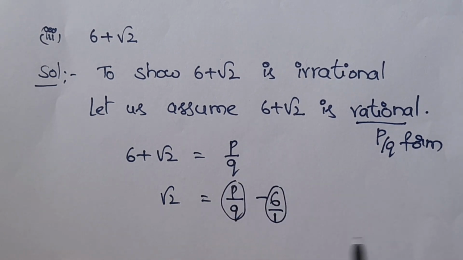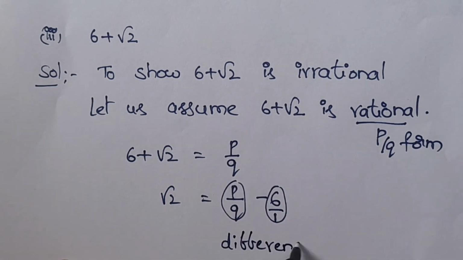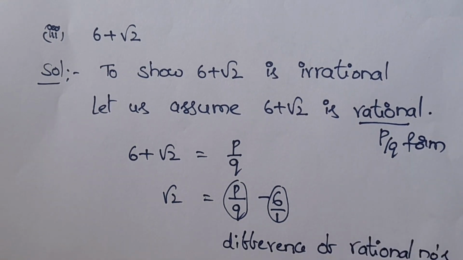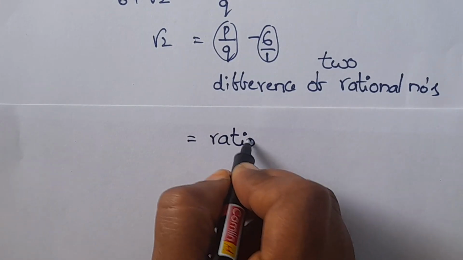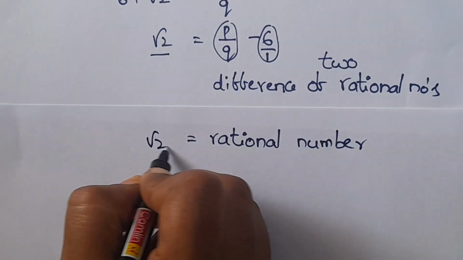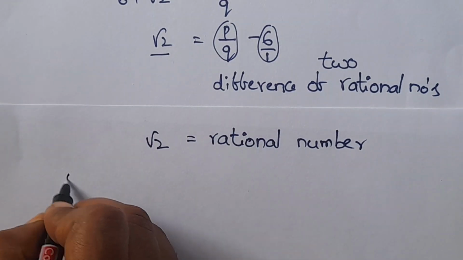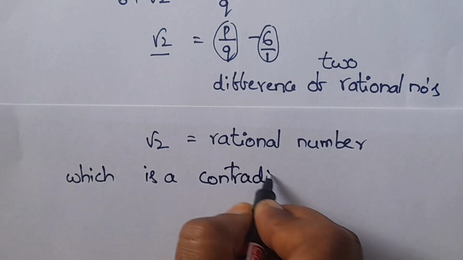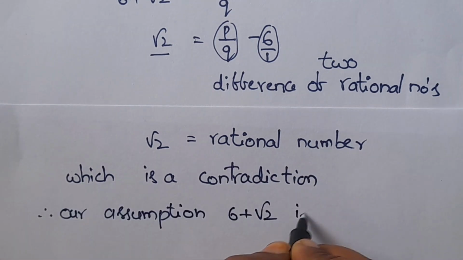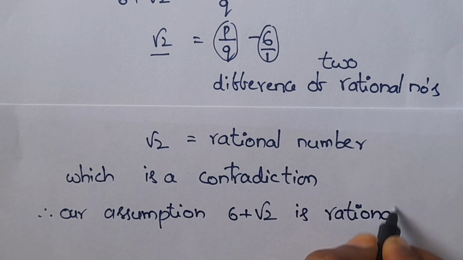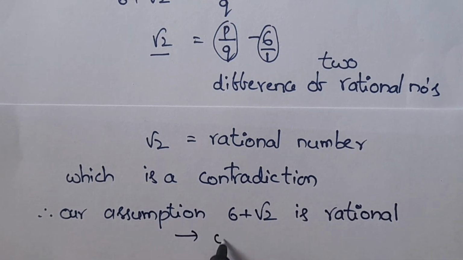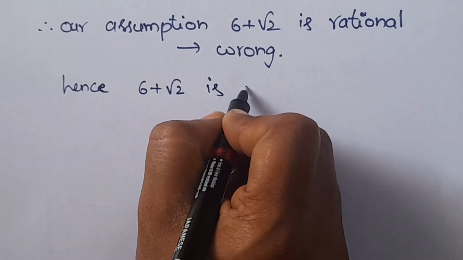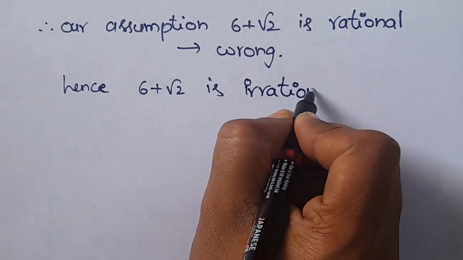See here, fraction minus fraction. These two are rational numbers. The difference between two rational numbers is also a rational number. That's why root 2 is rational, which is a contradiction. Root 2 is rational is a contradiction. Contradiction arises due to our assumption 6 plus root 2 is rational. That's why our assumption is wrong. Therefore 6 plus root 2 is irrational.